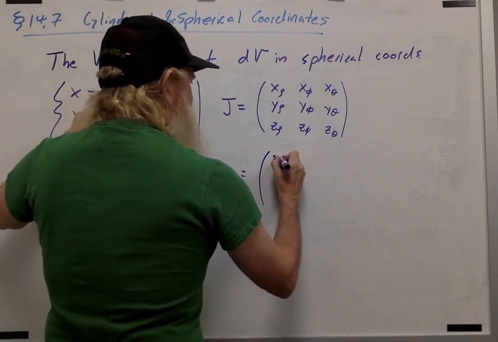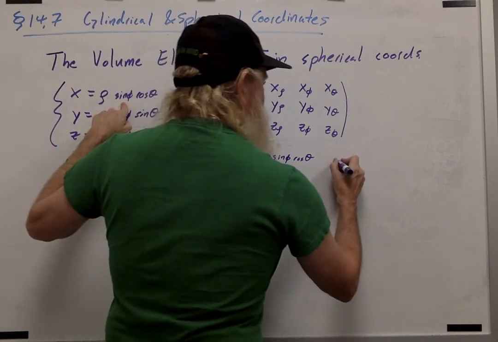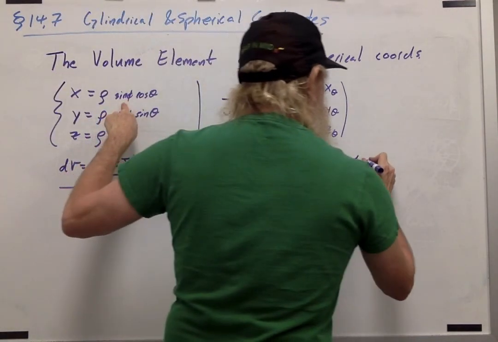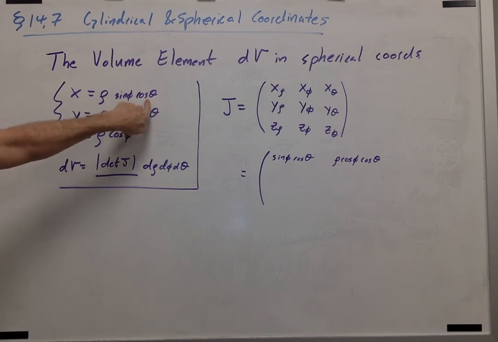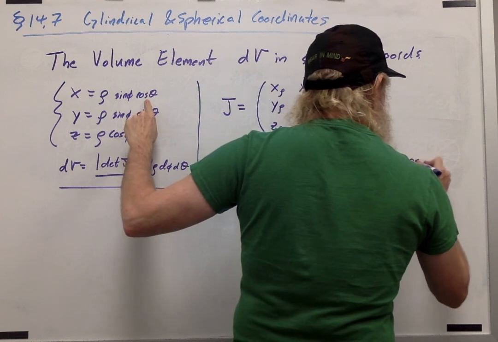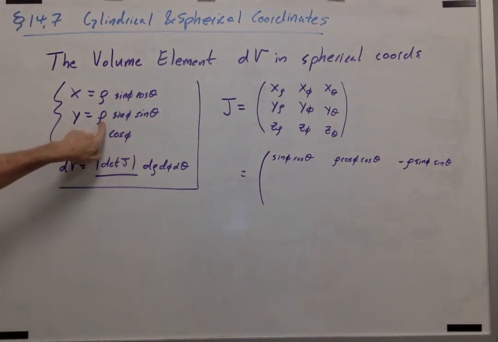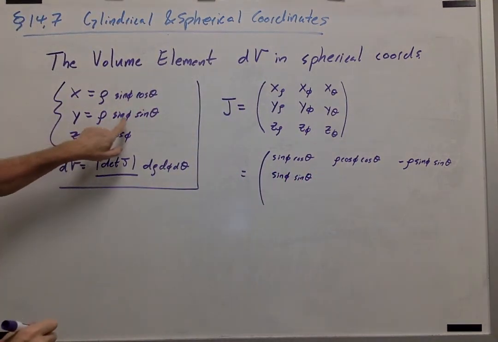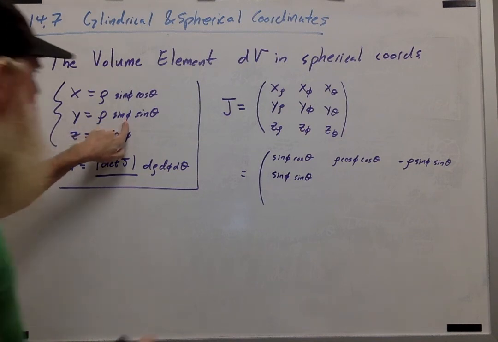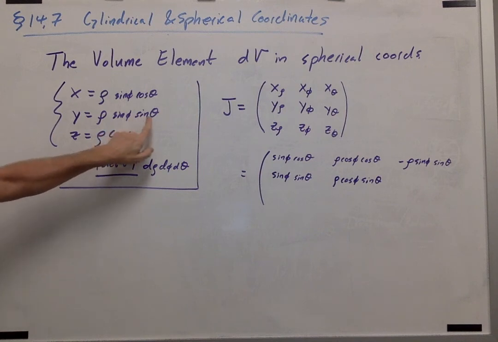dx d rho is sine phi cosine theta. dx d phi is rho cosine phi cosine theta. And dx d theta is negative rho sine phi sine theta. Moving on to y, the derivative of y with respect to rho is sine phi sine theta. The derivative of y with respect to phi is rho cosine phi sine theta. And the derivative of y with respect to theta is rho sine phi cosine theta.